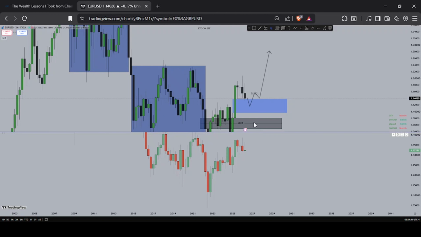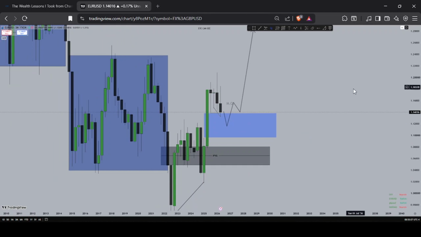So it's very evident. Let's see. No, there is no SMT. There is actually an SMT here. Look at this. EU has taken the October 2025 low, but GU hasn't taken it. So if you were to be bullish, I would like to see this SMT hold, and then we put in a low, and then move bullishly.